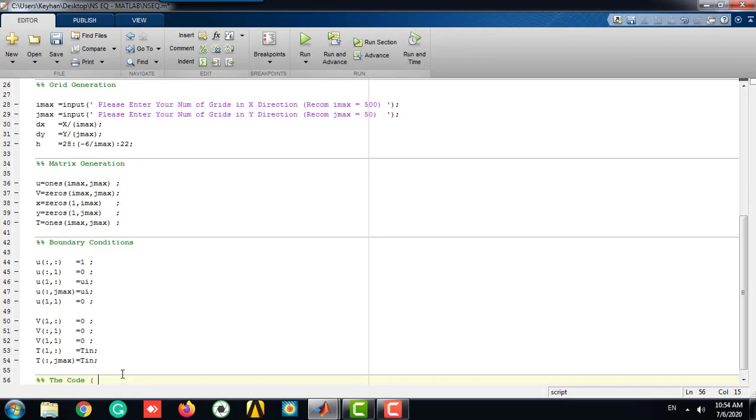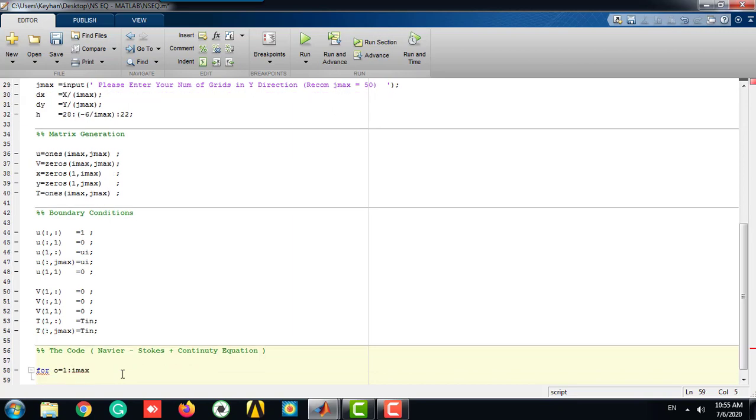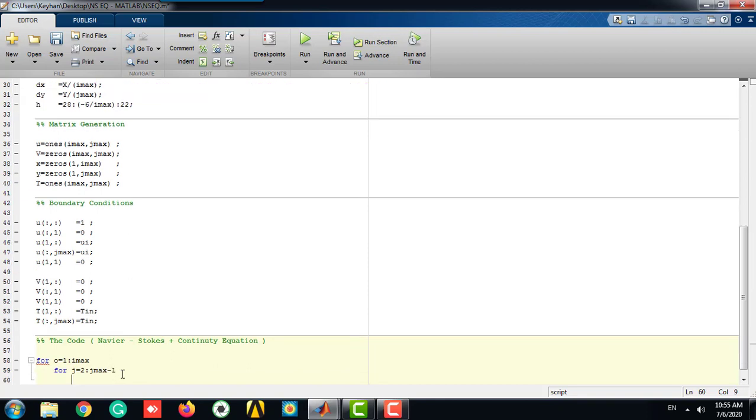After defining the boundary conditions, we should enter the main code, which is the discretized equation of Navier-Stokes and continuity. So in the beginning we define 3 main loops, of which the first one is the iterative loop, the second one related to the j, and the third one related to the i, which are the iterative for the x and y directions.